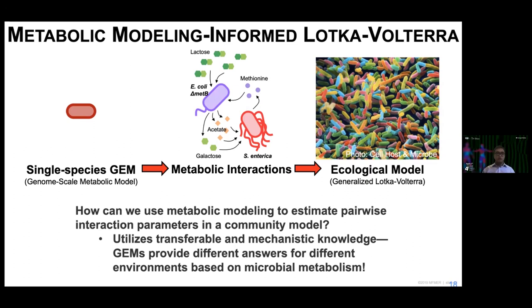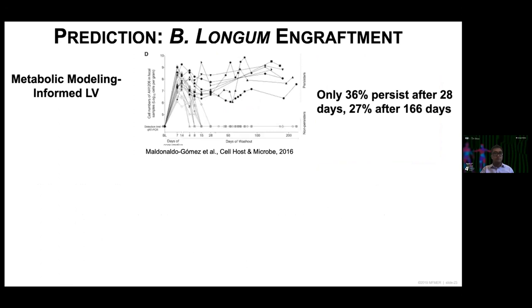And so we would like to use these genome scale metabolic models, which are called GEMs, to provide that sort of transferable and mechanistic knowledge across Lotka-Volterra models, leading us to better, more generalizable ecological models. And by generalizable, I mean to many different people and situations. And so without going into too many of the details here, we employed our own methodology for more accurately determining the community metabolic interactions using resource allocation constraints. And we found that to be much better.